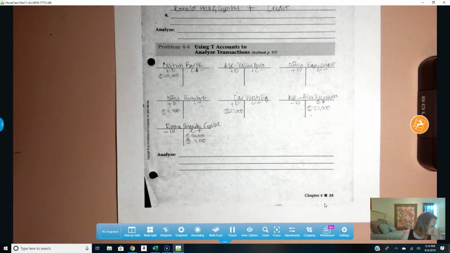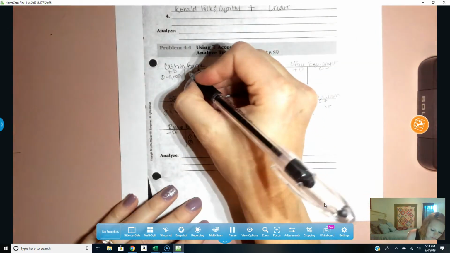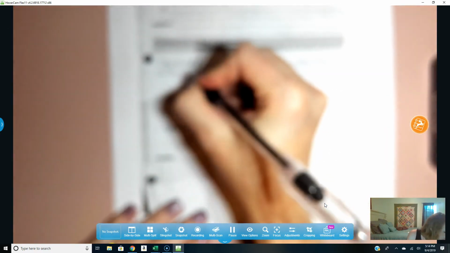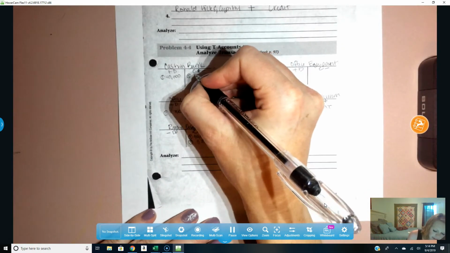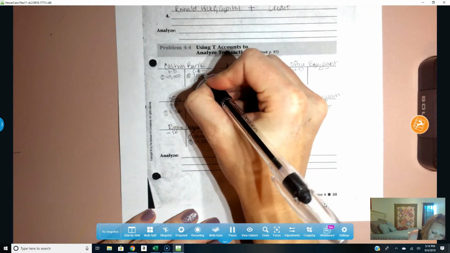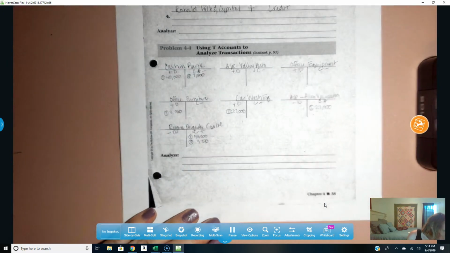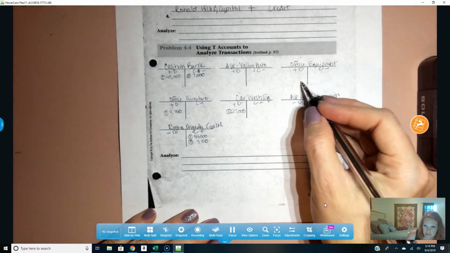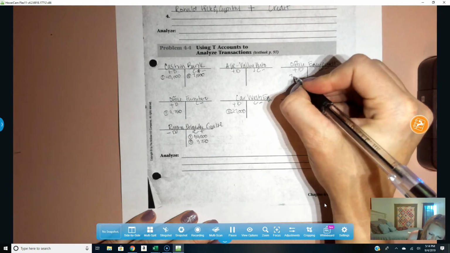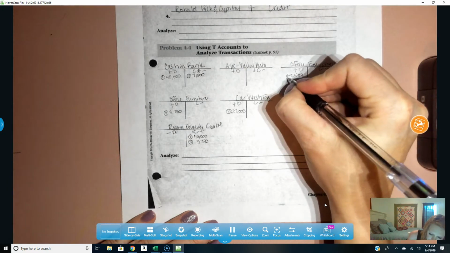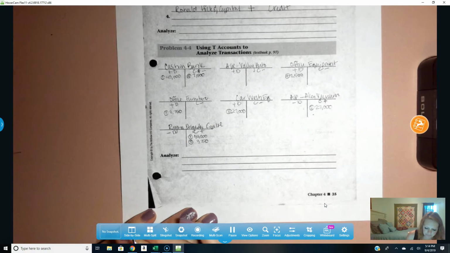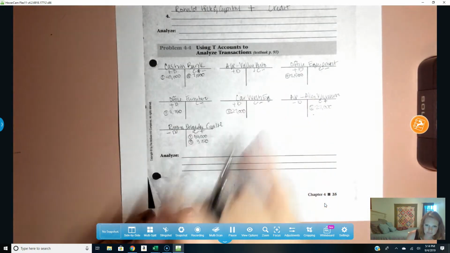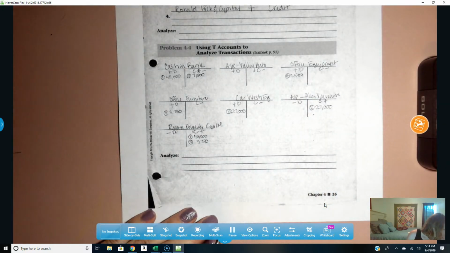Hot Suds Car Wash purchased additional office equipment for $7,500. Payment was made by check. So anytime we write a check, we know our cash in bank is decreasing. So we're going to put that transaction number 4. Decreasing by $7,500, and we purchased office equipment. So office equipment will increase by $7,500. Okay. So do we have a debit and a credit? Yes, we do. All right, last one.